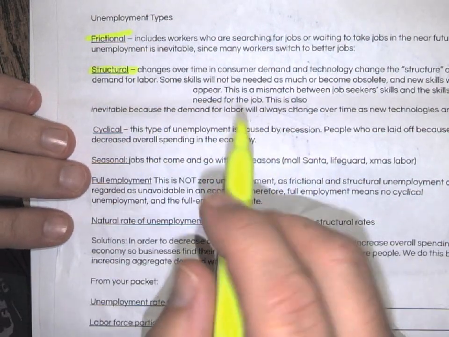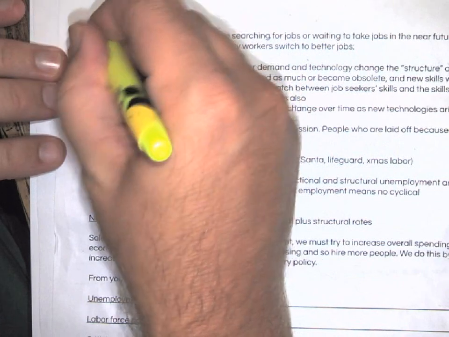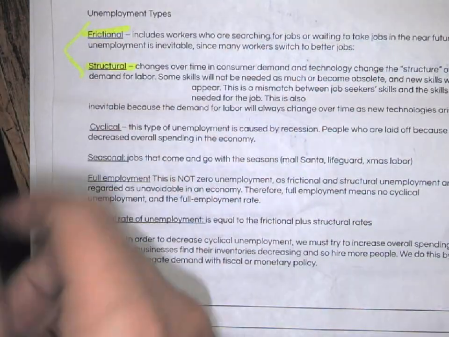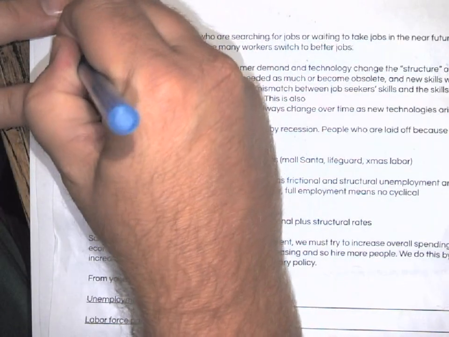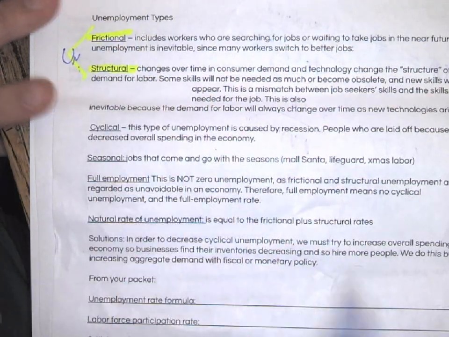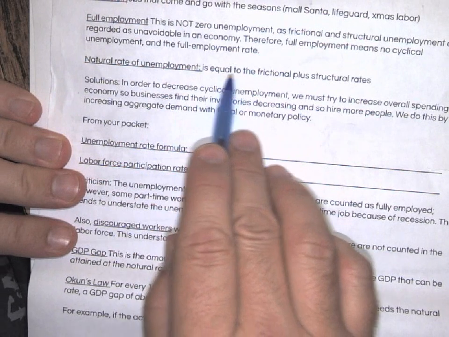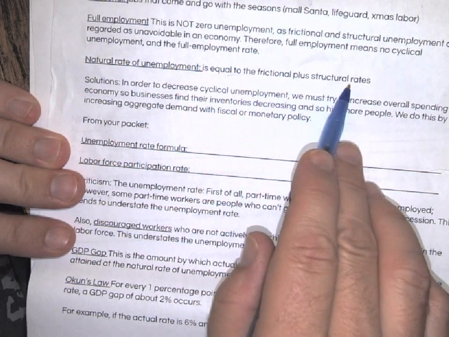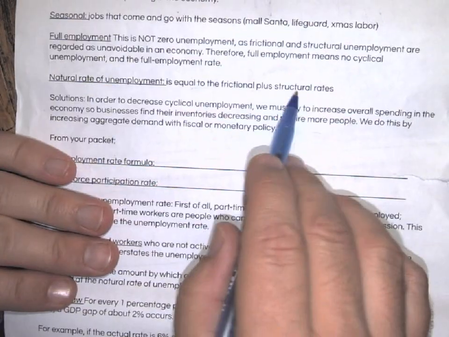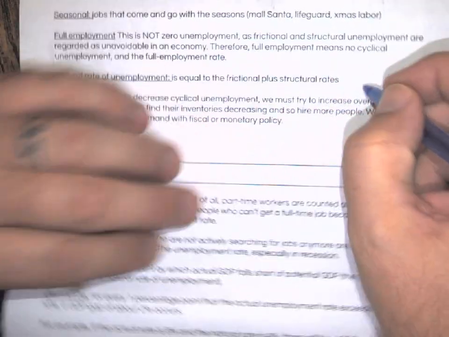So that's structural unemployment. Now, if you add these two together, frictional and structural make up the UN, which is the natural rate of unemployment. So the natural rate of unemployment is equal to frictional plus structural. This means by nature, we're always going to have this in real life.